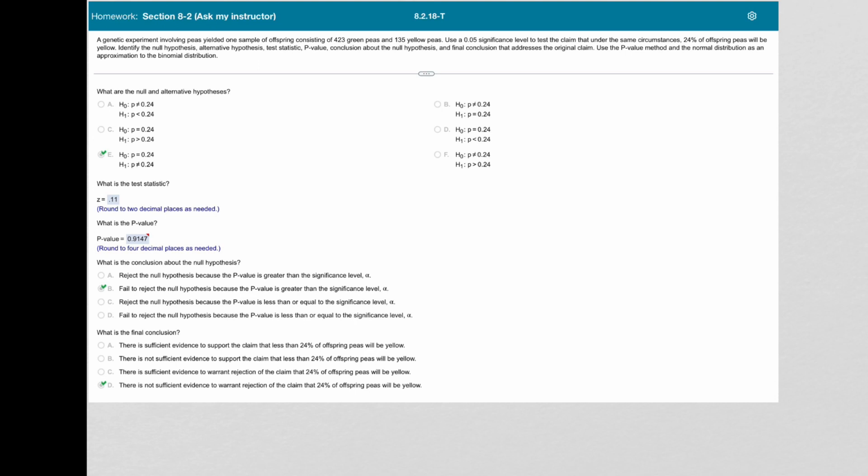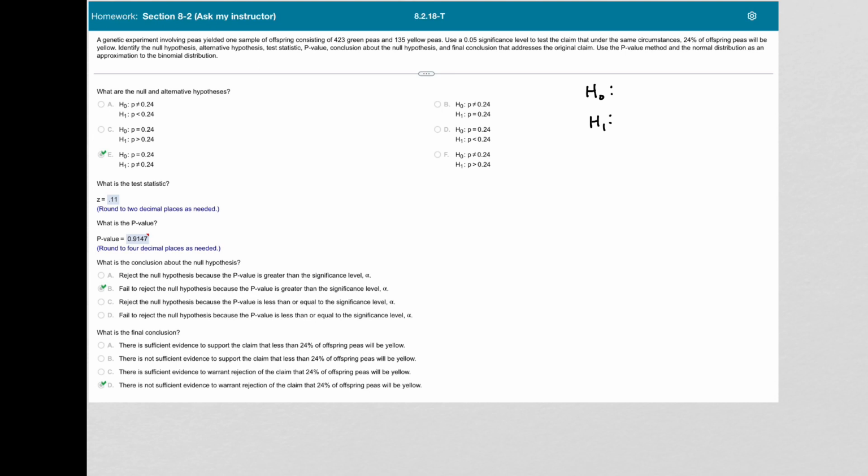We're going to use the p-value method here and the normal distribution. So, we start off with our null and alternative hypotheses. Let's see, we're testing the claim. So I look for, where does the problem say we're testing the claim? It says, test the claim that under the same circumstances, 24% of offspring peas will be yellow.